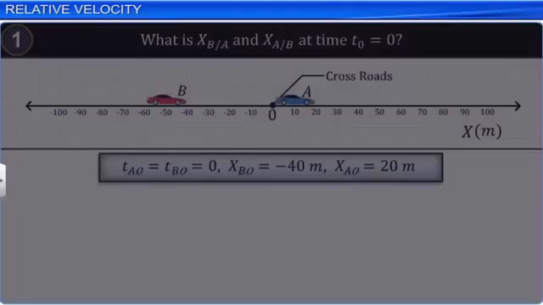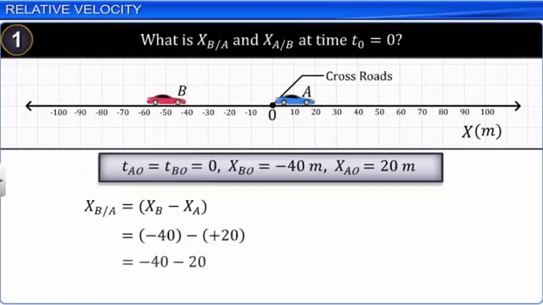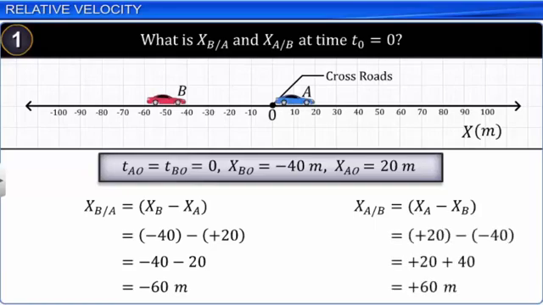Taking the crossroads as the origin O and time equal to 0, x_B/A is equal to x_B minus x_A. This is equal to minus 60 meters. Minus sign indicates that the car B is on the left side with respect to A. x_A/B is equal to x_A minus x_B. This is equal to plus 60 meters. Plus sign indicates that the car A is on the right side with respect to B.